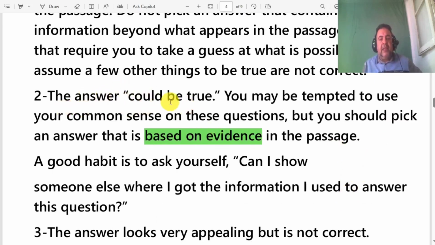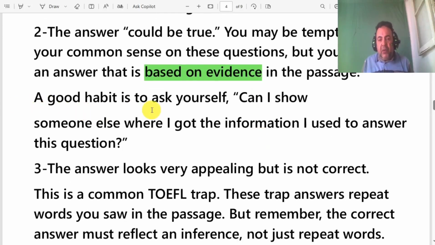Number 2: the answer could be true. You may be tempted to use your common sense, and here is a very important point: your common sense is not always correct in choosing the right answer in TOEFL reading. You should pick an answer that is based on evidence, and if you find evidence to illustrate that your answer is right or wrong, this is the right one. If you have a clue that you can depend on for your choice, it means that your choice is correct. So pay attention to this point.